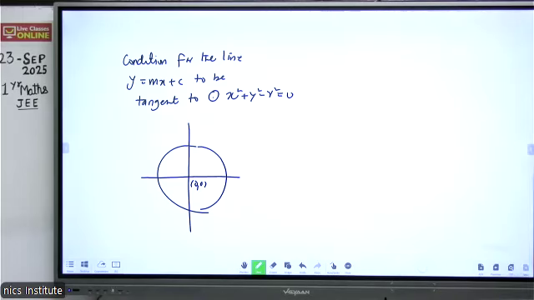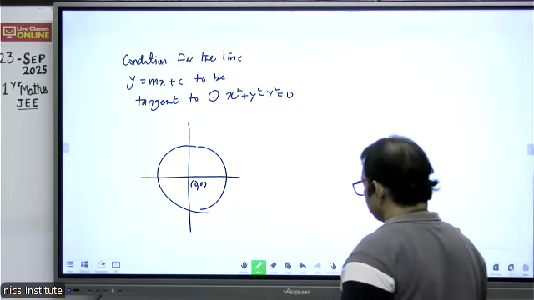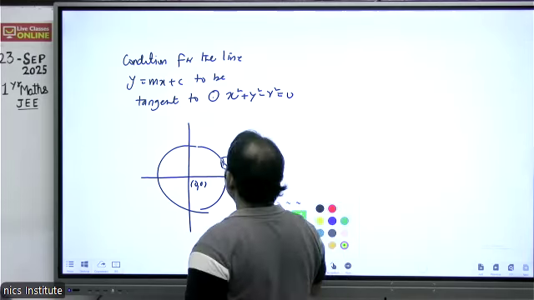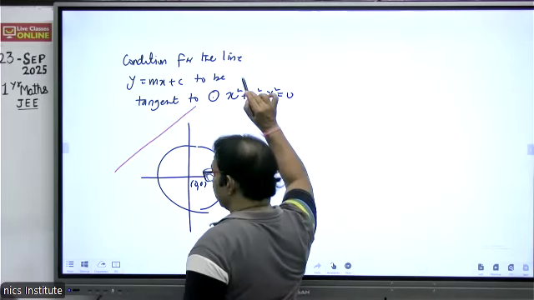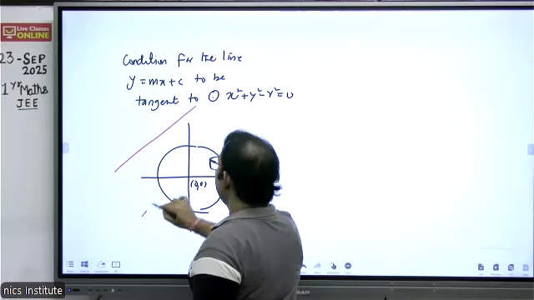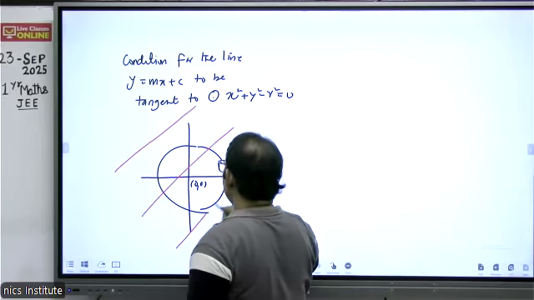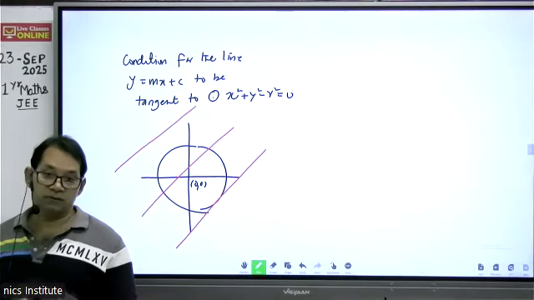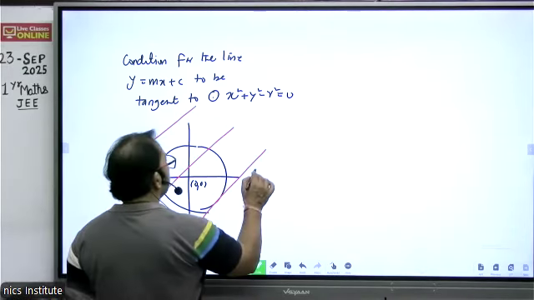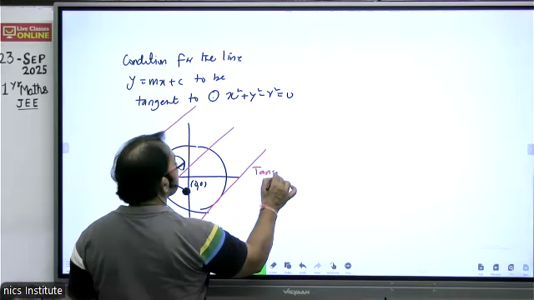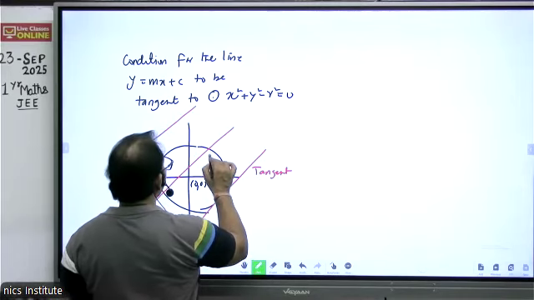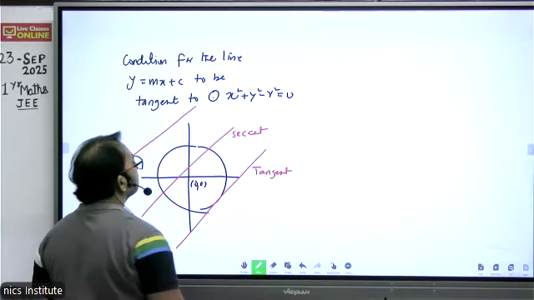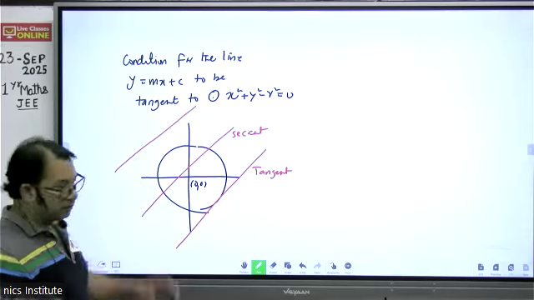And there's a line y is equal to mx plus c. This line can go like this. This line may intersect the circle like this, or this line could be intersecting the circle at one point. मतलब it'll be tangent. So it could be tangent. If it is intersecting at 2 points, it's called secant. And this is not touching at all.